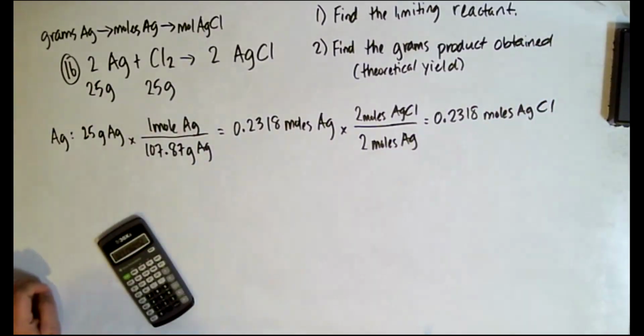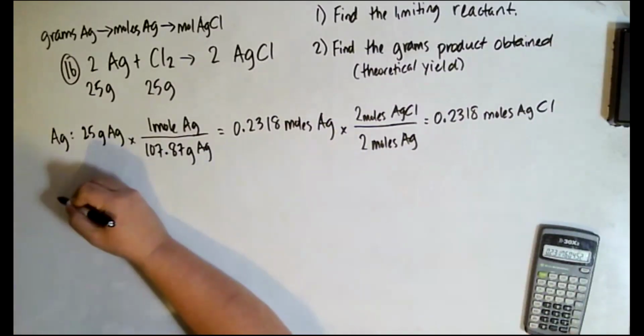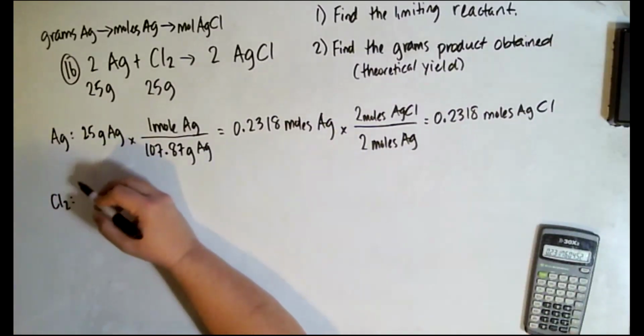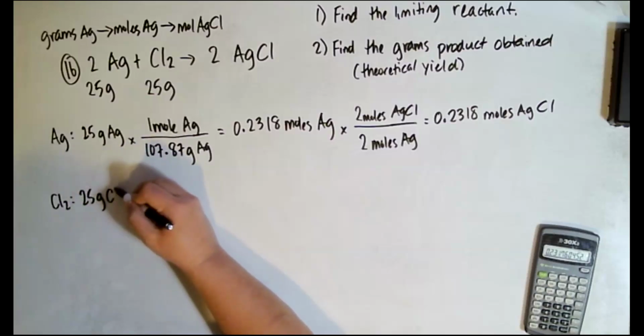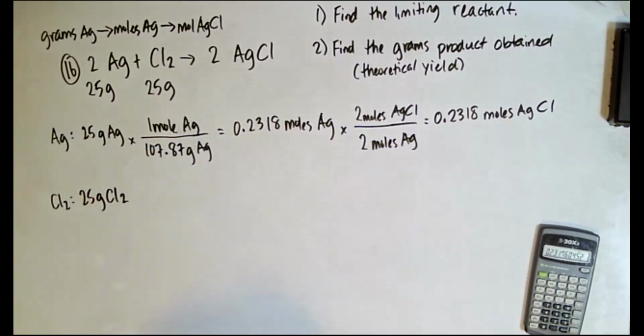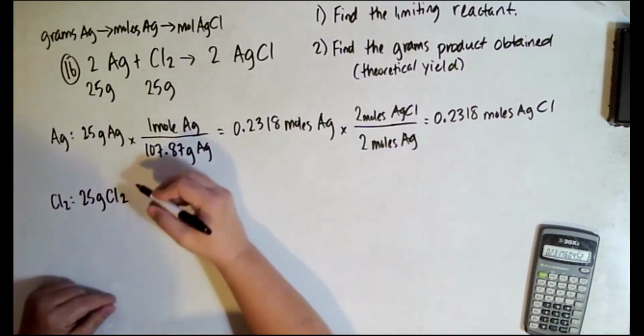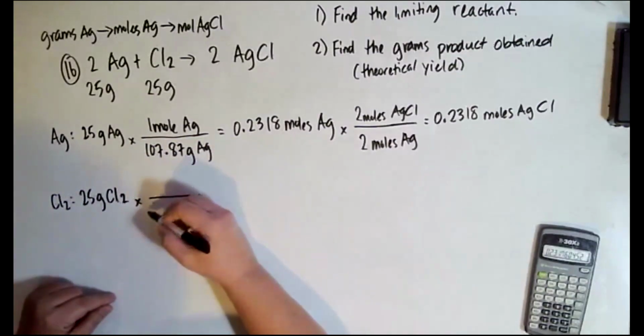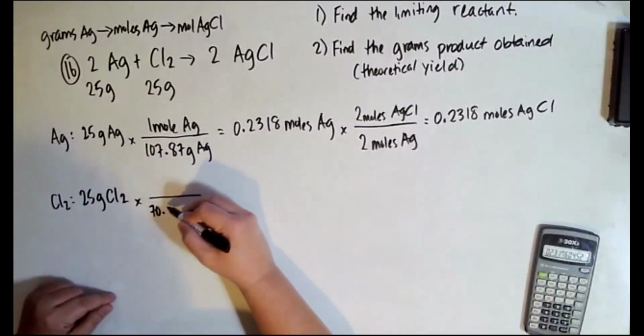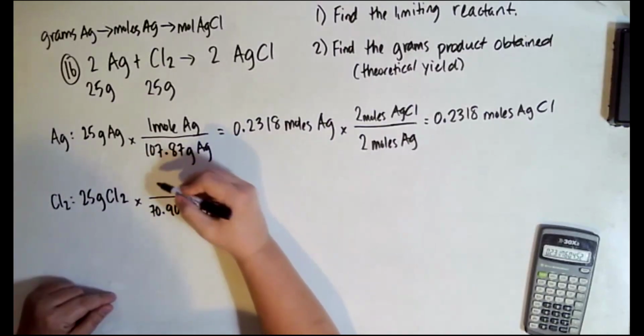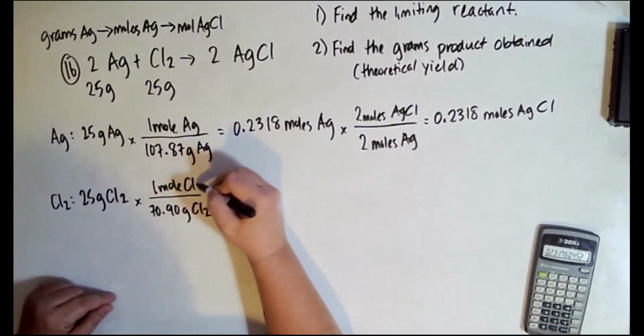Okay. Now we're going to do the same exact sequence of steps, but for the chlorine instead. So for our Cl2, I also have 25 grams. But for my Cl2, my molar mass value is going to be the molar mass for chlorine times 2, right? Because the formula is Cl2. So I'm going to have 70.90 grams of Cl2 for every 1 mole of Cl2.